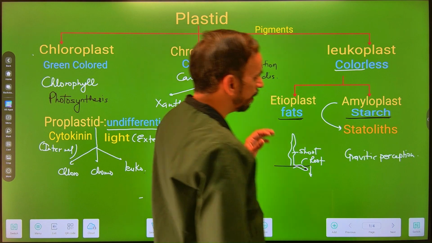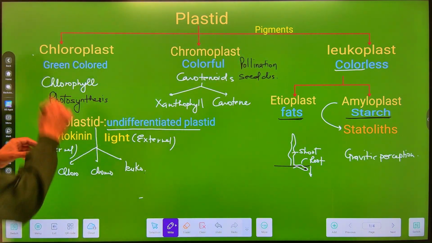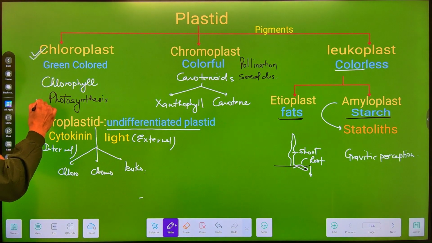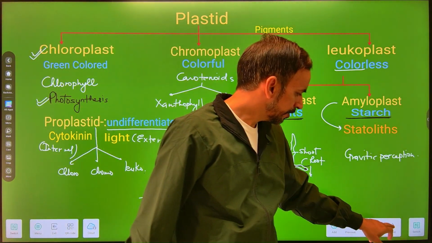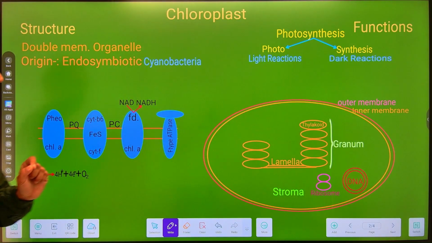So the most important type of plastid here is the chloroplast, which is mainly involved in the process of photosynthesis. So let's talk about the chloroplast. The chloroplast is a double membranous cell organelle.